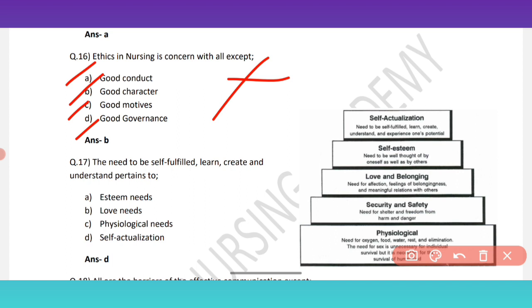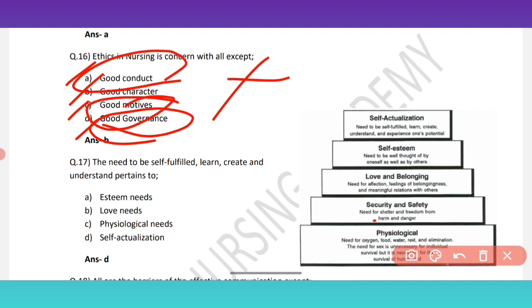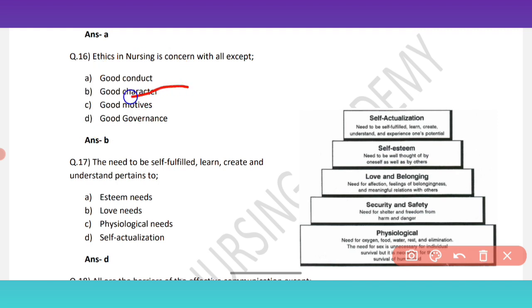Okay, and controlling the patient, controlling the cleanliness of the ward, and maintenance of the drug, first in first out. Everything is controlled by whom? Which person? The nurse is playing a managerial role also. So that is called as what? Good governance. So good conduct, good motive, and good governance, these three are the right ones. And good character is not coming under ethics. Okay, so option B is the right one here.